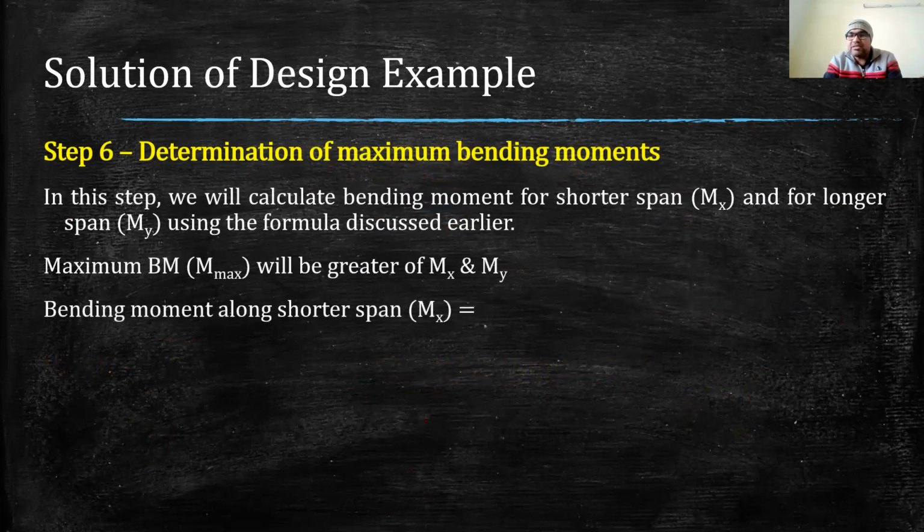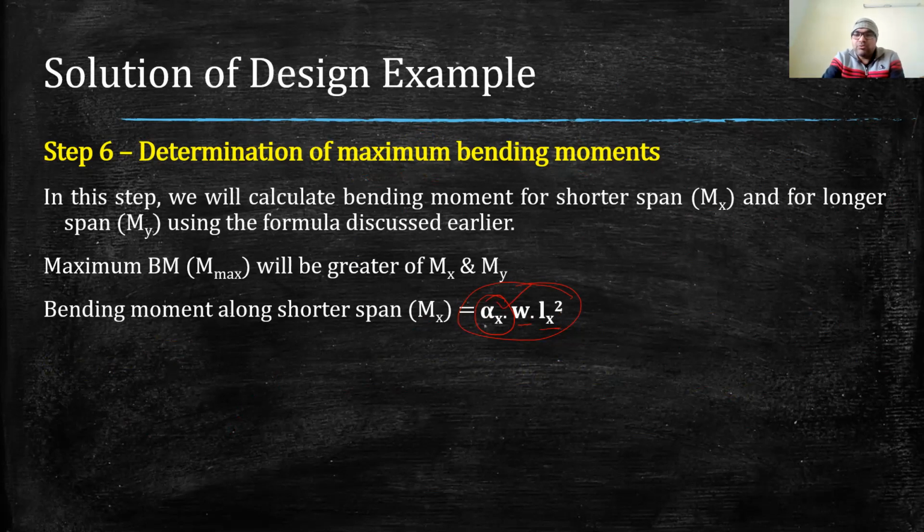Now according to the IS code, the formula for Mx is alpha x into W into Lx square. In this case, we are required to find out alpha x, because W and Lx we already know. W we have calculated earlier in step 4, and Lx we have already calculated in step 3. We have to find out alpha x, which is dependent on Table 27.